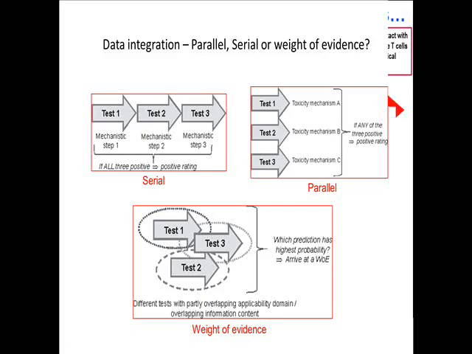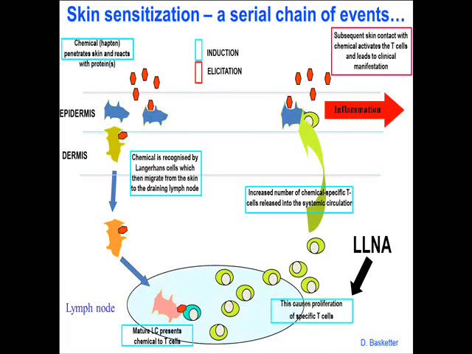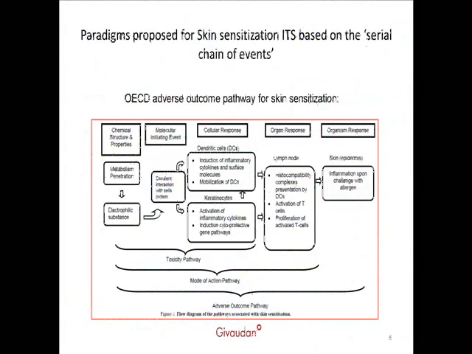in vivo situation? Actually, skin sensitization, Kim has shown you, is biologically speaking really a serial process. We have a serial chain of events which is needed. And this is also reflected in the adverse outcome pathway published by the OECD. Here we have nicely separated black little boxes. They are arranged in a linear fashion, and we can fill each box with a particular test.